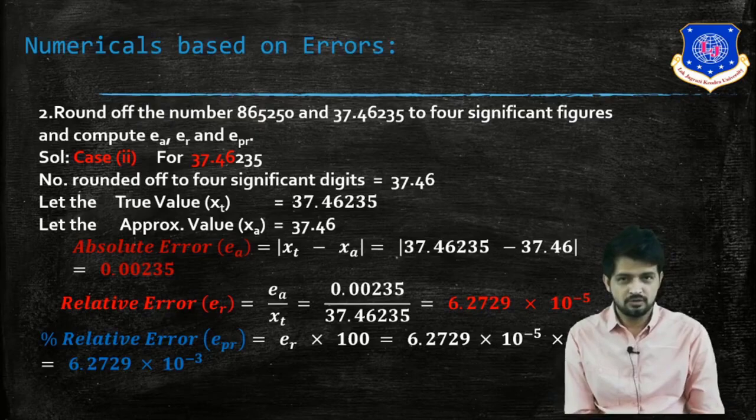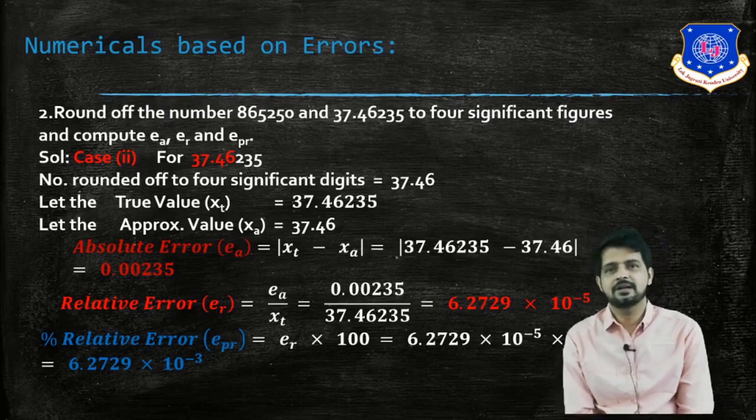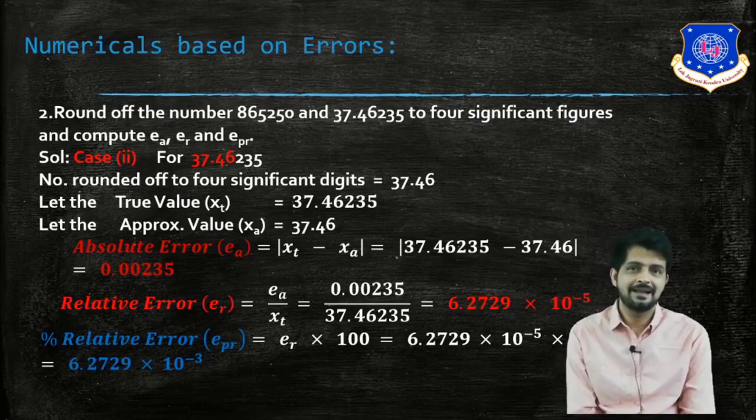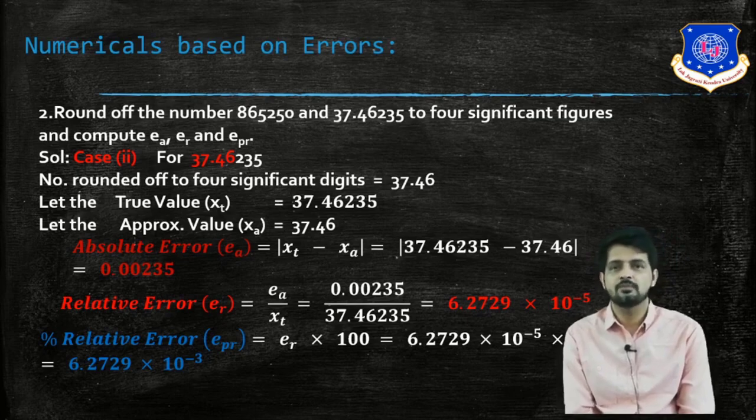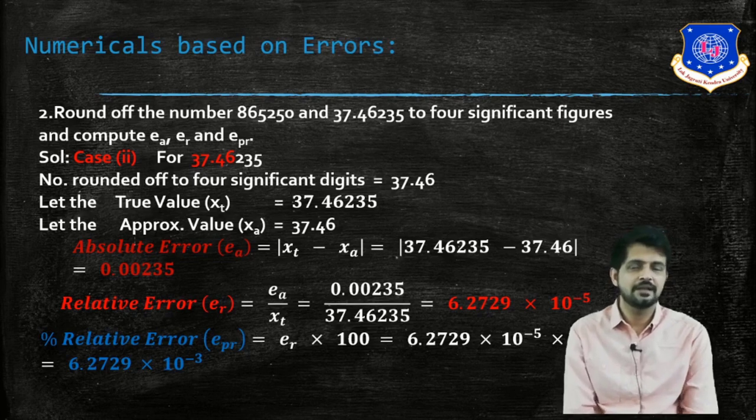Okay. This was about unit number 1, approximation and errors. In the next lecture we are going to start unit number 2, that is solution of algebraic and transcendental equations.